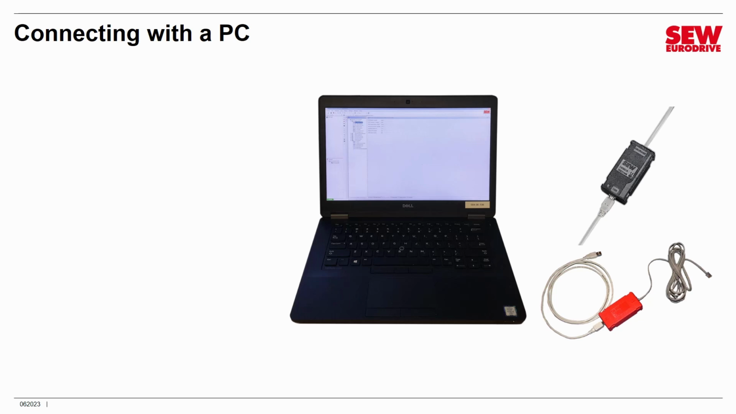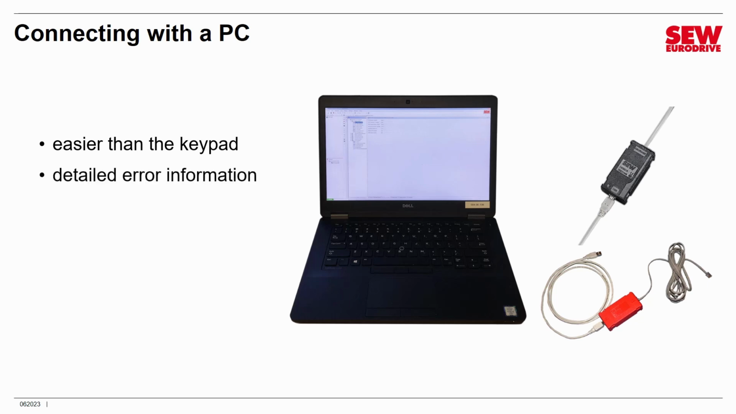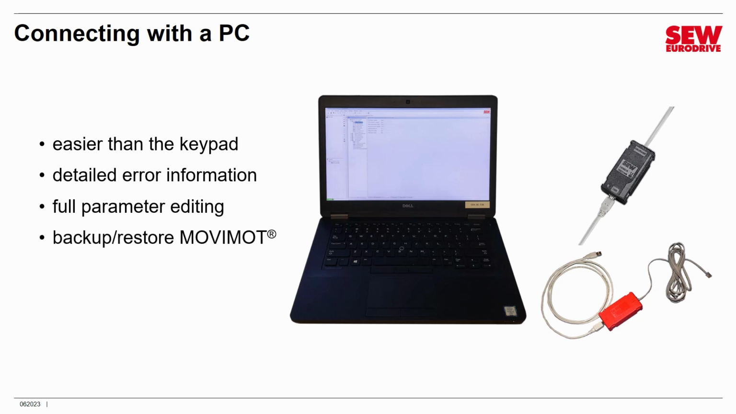Now, what can you do with a PC? Well, it's definitely a lot easier than the keypad. You can do many more things and you can do them faster. You can get very detailed error information and you can look at the error memories. You can also edit the full parameter set, assuming you've switched to expert mode. You can do backups and restores, and you can do them much more easily than you can with the keypad.